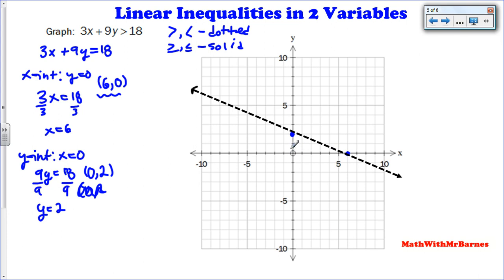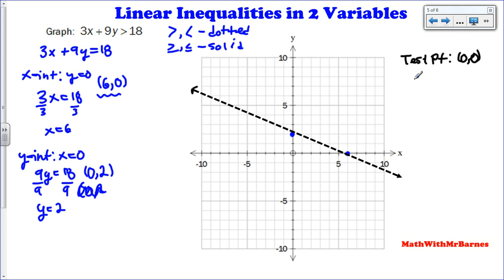The best test point is (0, 0) generally. Some people can look at this without picking a test point, but I like to pick a test point and write out that working. It's a systematic way that works every single time.